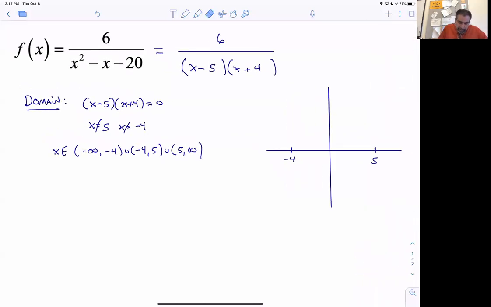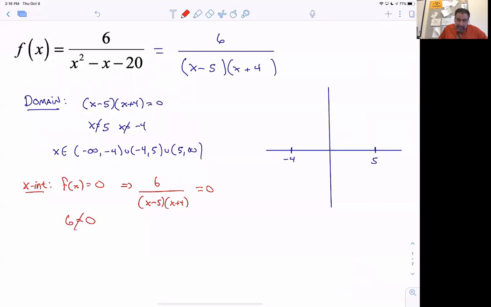So the next step is to find the x-intercepts, and the way we find the x-intercepts is we are going to set the function equal to 0. So that's always found by making f of x equals 0. In this case, that's setting a fraction equal to 0. So that's going to tell me that we need 6 over x minus 5 times x plus 4 to equal 0. A fraction can only equal 0 if the numerator equals 0. In this problem, the numerator is 6. No chance. 6 will never equal 0. That means there are no x-intercepts in this problem. So we're never going to hit the x-axis.